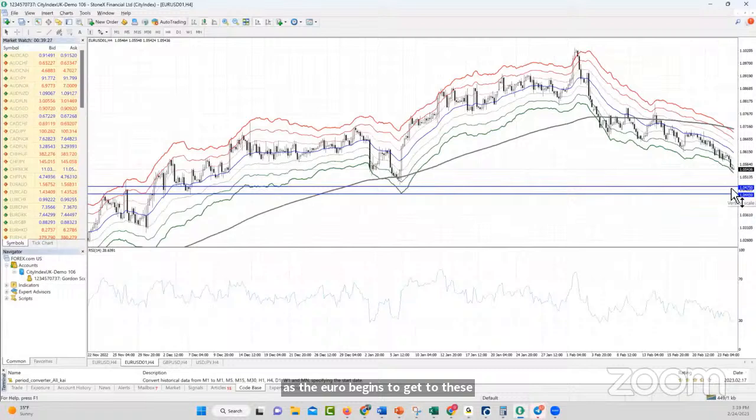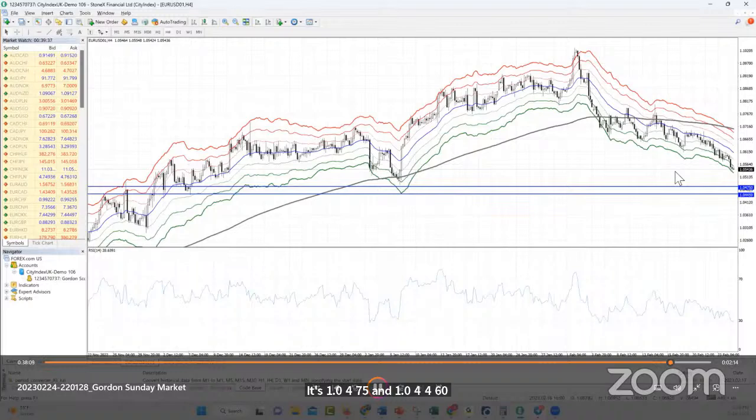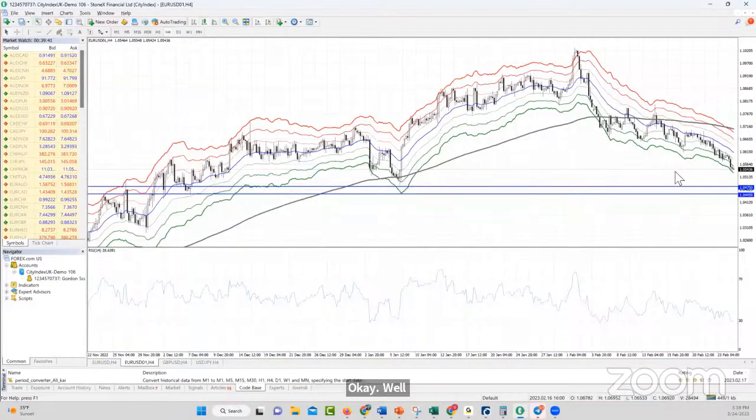I don't know if you can see them, it's 1.0475 and 1.0446. In that range, 1.047 and 1.044, that's where I think you can watch for reversal signals. It might happen as quickly as next week on the Euro USD.